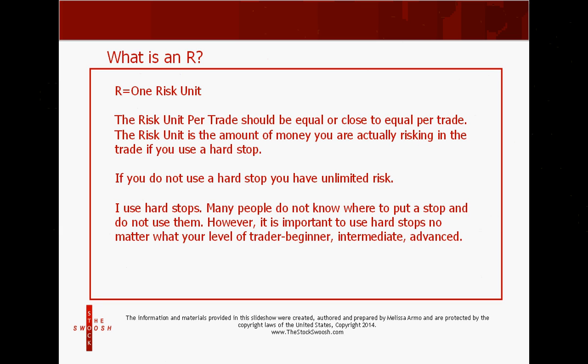The risk unit is the amount of money you're actually risking in the trade if you use a hard stop. If you do not use a hard stop, you have unlimited risk. So I don't do that. I use a hard stop. If my trade stops me out, I lose. That's it. I don't give it any extra room. And again, I know based on the analysis of the price in the chart where that stop needs to be, and I do teach that in the class. So many people do not know where to put a stop and they don't use them. However, I think it's very important to use stops.